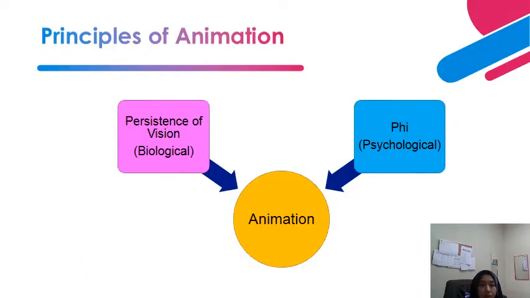The principles of animation that we have are actually two. First is the persistence of vision, which is biological, more on your eye, more on the physical biology of the human. While we have the phi, which is the psychological emotion, how you create emotion, how a human laughs, smiles, moves. That is the psychological.